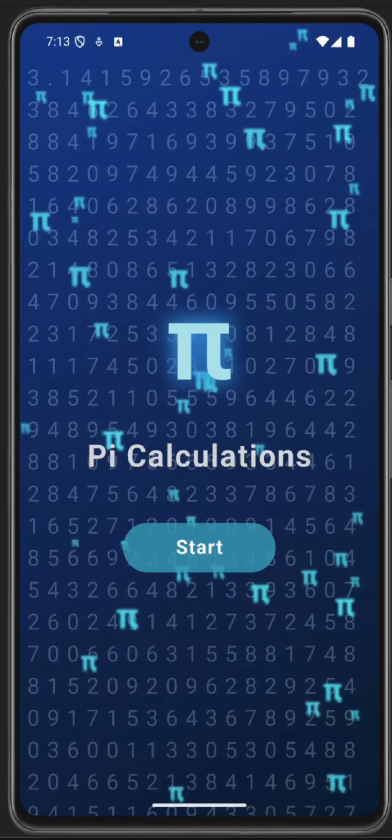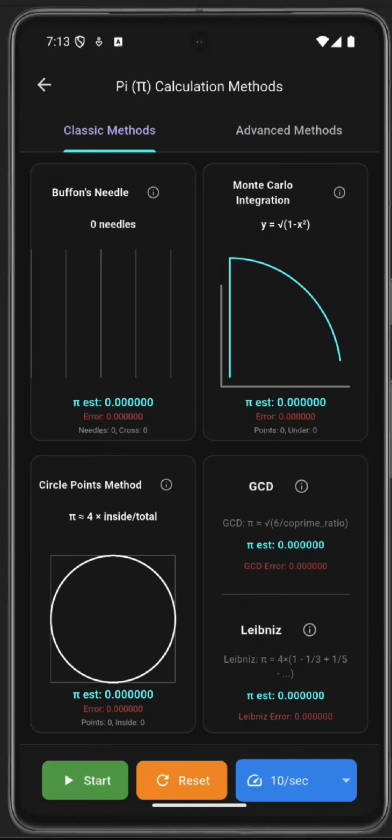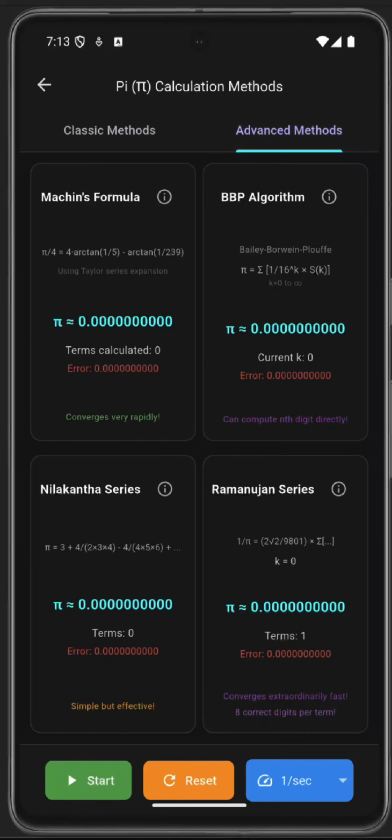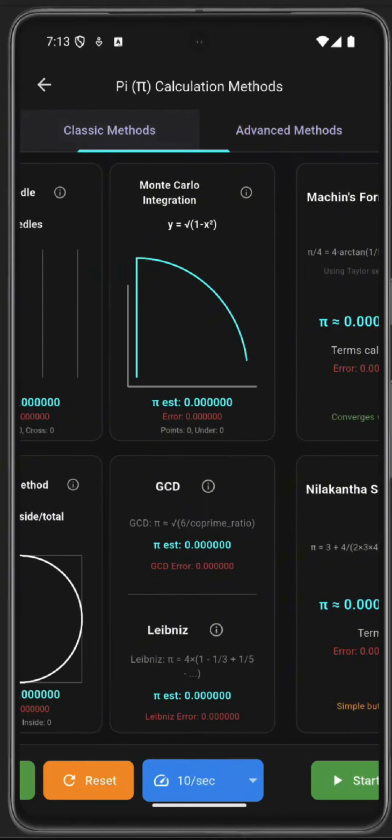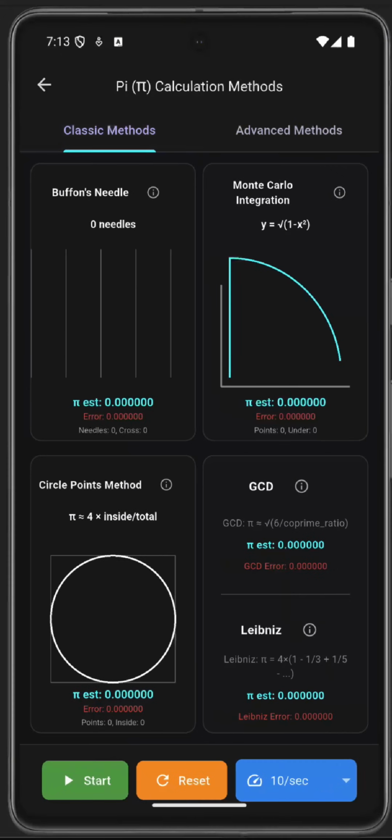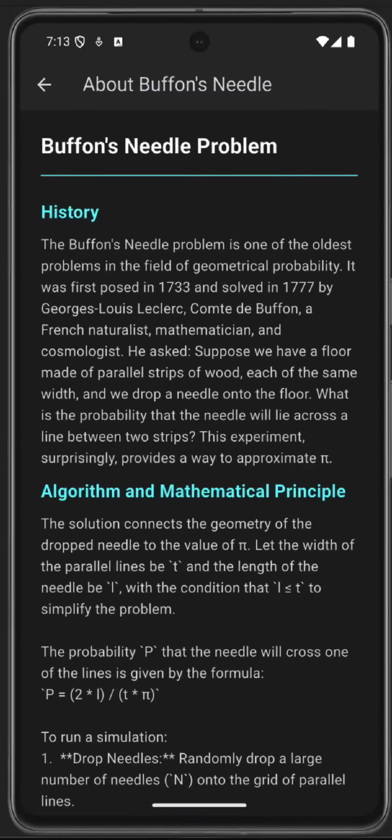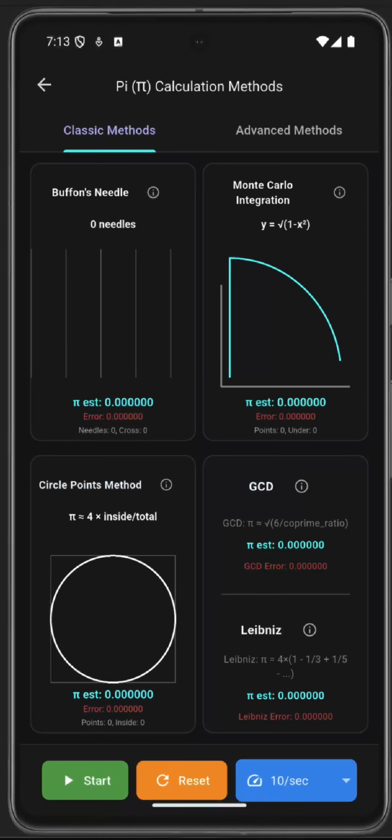Welcome to Pi Calculations, an interactive exploration of the most famous number in mathematics. This app demonstrates 9 different ways to approximate pi, from probability-based experiments to powerful algorithms. For a deeper dive, tap the info icon on any panel to learn how each calculation works.